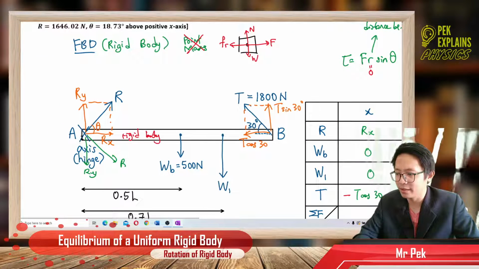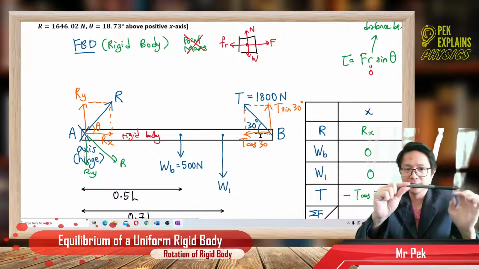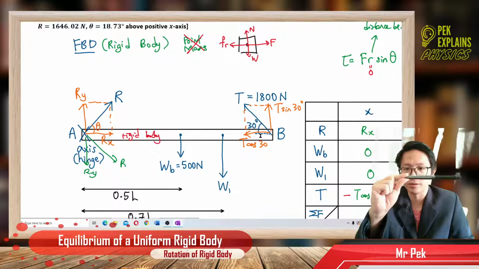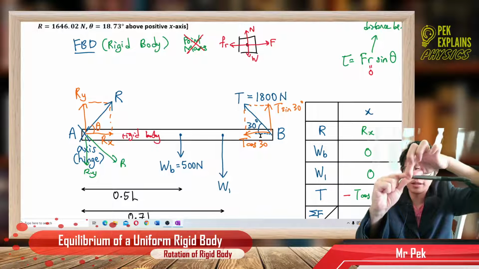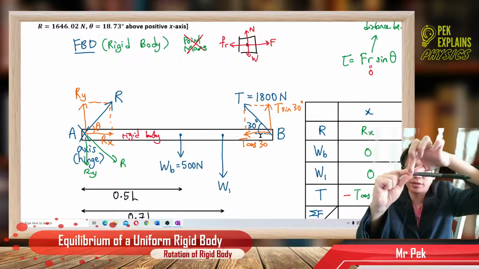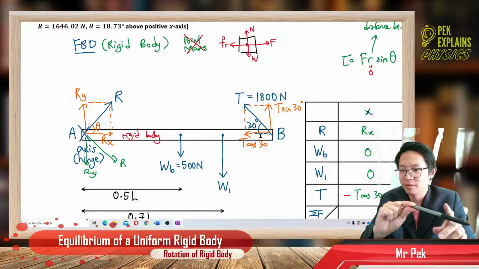This R just cannot rotate the object at all. You see? Let's say this is the rod. The R is pulling at the same place as the axis of rotation. How does it rotate? Cannot rotate at all. So the torque is 0.